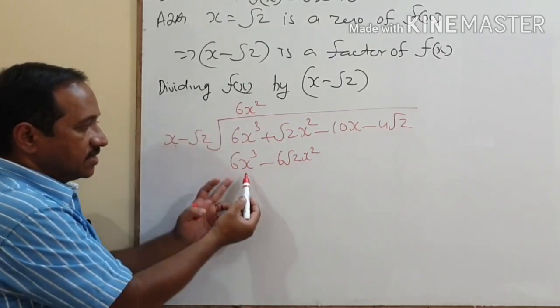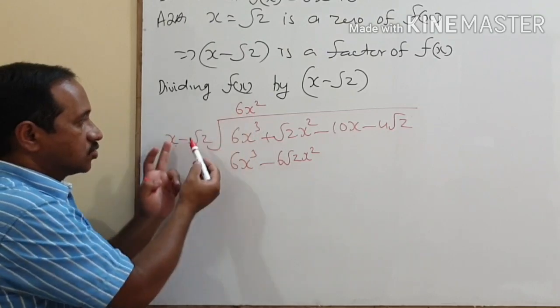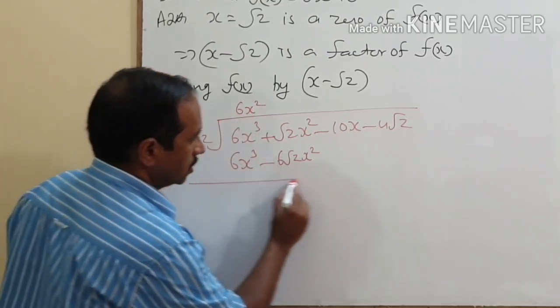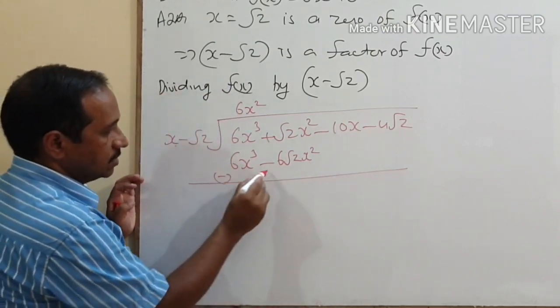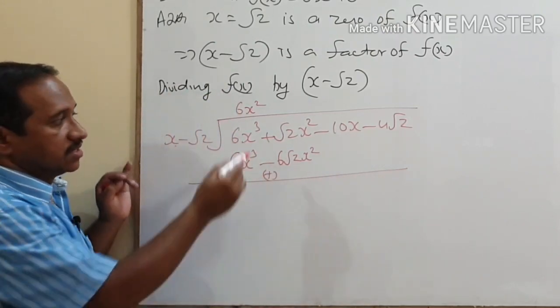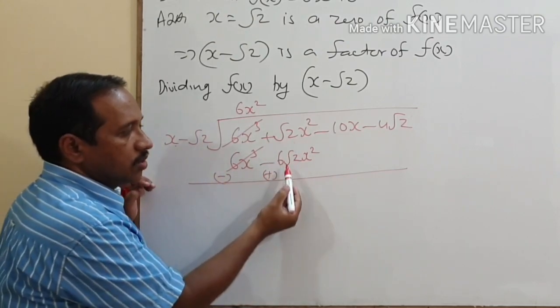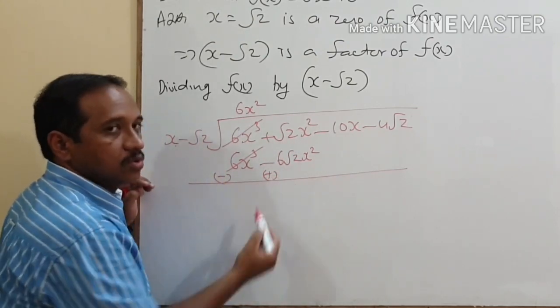6x square into x, 6x cube. 6x square into minus 6 root 2 x square. The next is subtraction by changing the sign. 6x cube minus 6x cube will be cancelled. Root 2x square plus 6 root 2.